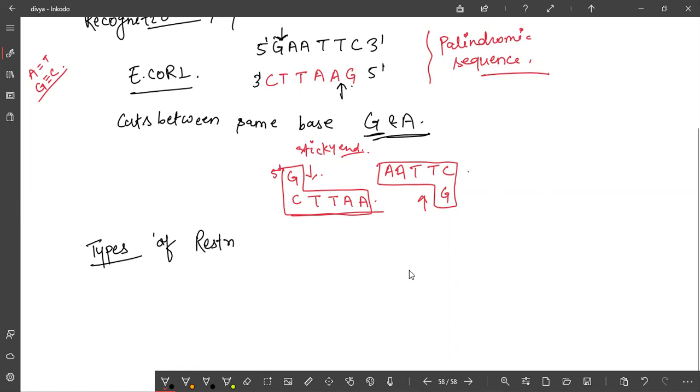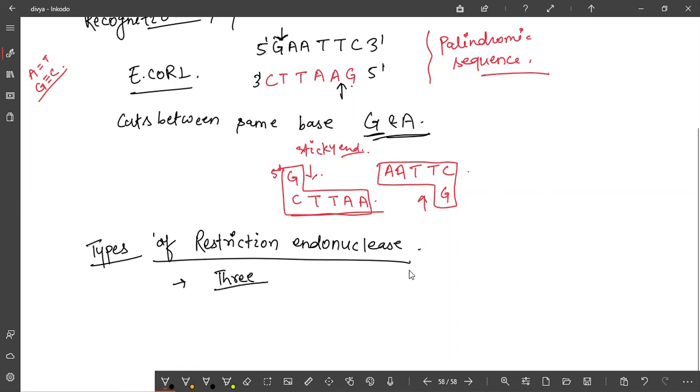Types of restriction endonuclease. So we will discuss the types of restriction endonuclease. How many types are there? Three types: type 1, type 2, and type 3.